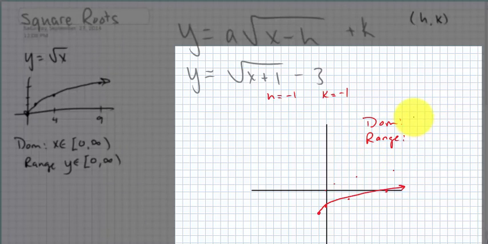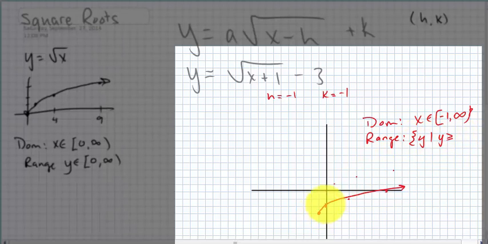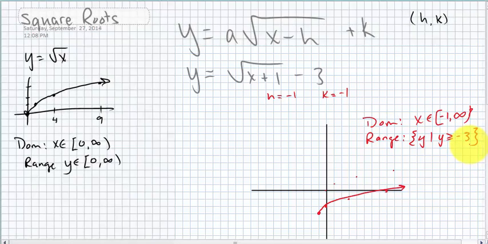Well, the domain is x is an element of the set -1 to infinity. The range is, I'll put this in set builder notation, a set of y's such that y is greater than or equal to -3. Both are acceptable notations. I hope you enjoy them both, but it doesn't really matter as long as you can read them both. You'll see them both. You need to be able to know what to do with them.